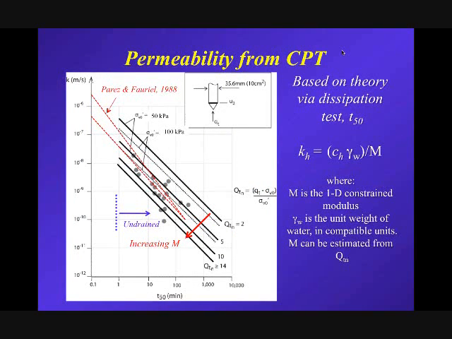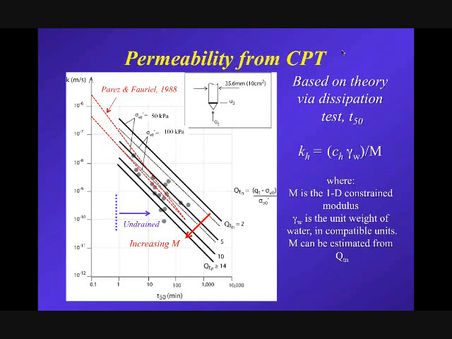This chart illustrates how you can go the next step and estimate the permeability, or hydraulic conductivity, from the T50. Here the complication is that the permeability is a function both of the coefficient of consolidation and the stiffness of the soil, represented by the one-dimensional constrained modulus. And so the relationship's a little bit more complicated.